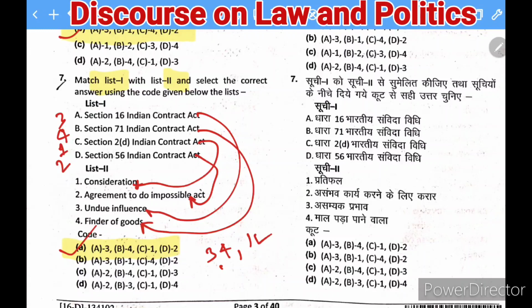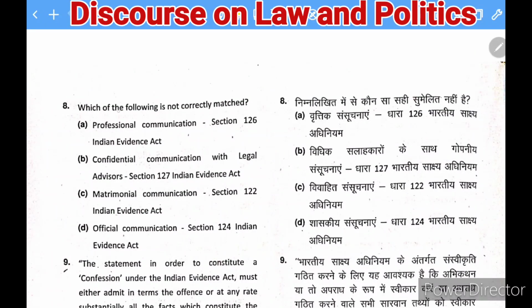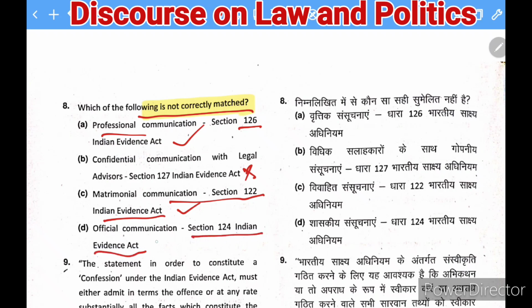Now let's see the next question. The next question is, which of the following is not correctly matched? So we have to see which is not correctly matched here. And you can see professional communication, it is in section 126. Yes, it is correctly matched. Confidential communication with the legal advisors, section 127, it is not correctly matched. Matrimonial communication with section 122 of the Indian Evidence Act, yes, it is correctly matched. Official communication, it is also in section 124 of the Indian Evidence Act, it is correctly matched. So which is not correctly matched?